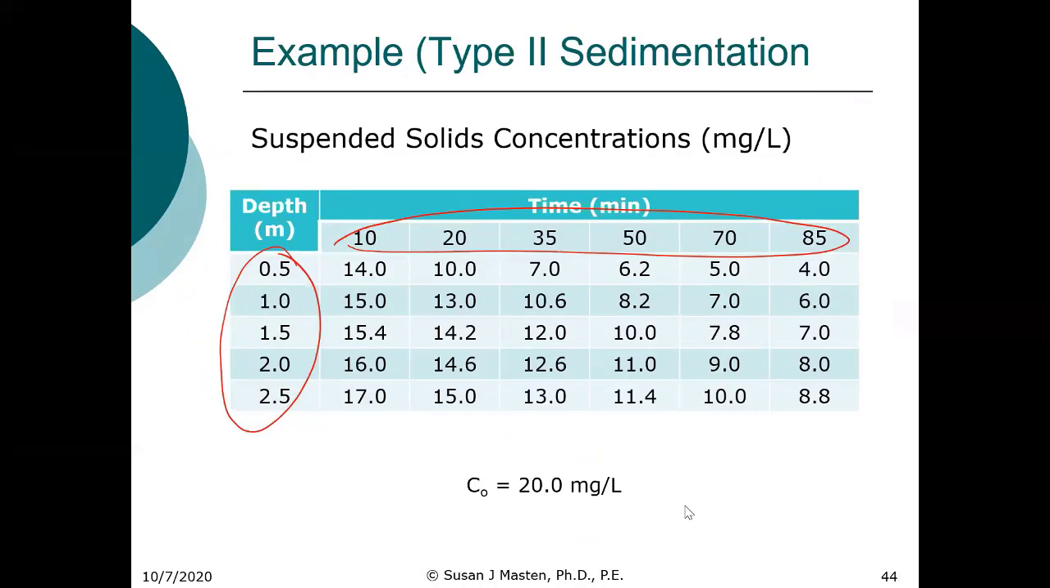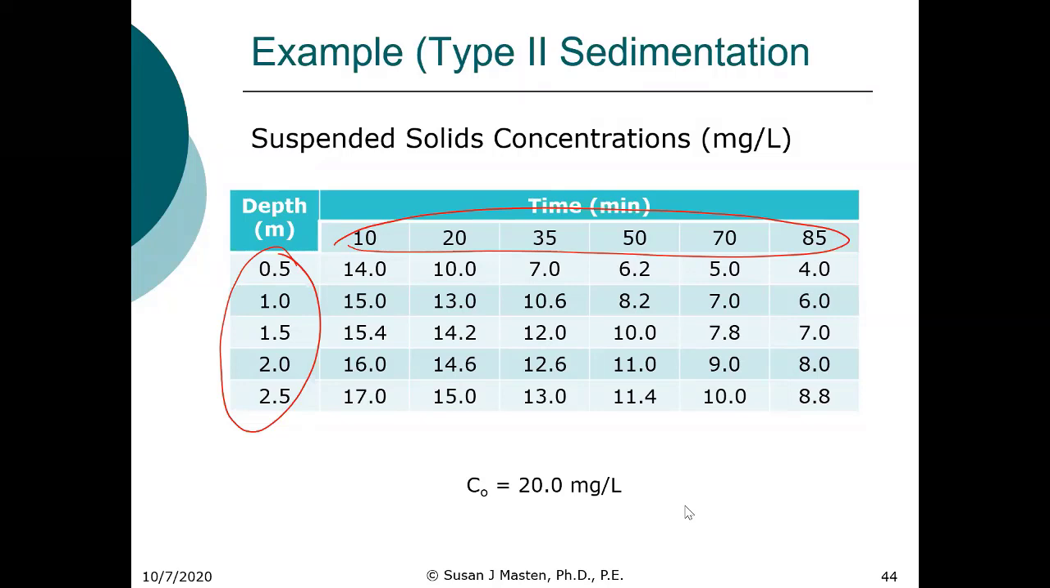Samples were taken at 10 minutes, 20. Somebody went off for break for a little bit too long. They came back at 35. Then they took another one at 50, 70, and 85. And they were sampling ports at 0.5, 1, 1.5, 2, and 2.5. So we have this data. The initial suspended solids concentration was 20 milligrams per liter. What we need to do is take this data and put it in a form that allows us to do the analysis.